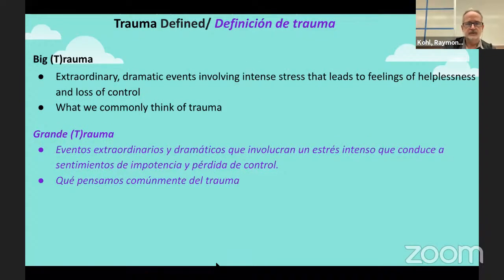Often when we think of trauma, we think of what's defined as big T trauma. That means extraordinary or really big events that might happen in somebody's life. So often we think of a death in the family, things of that nature. And that's usually what people define as trauma. However, next slide, please.